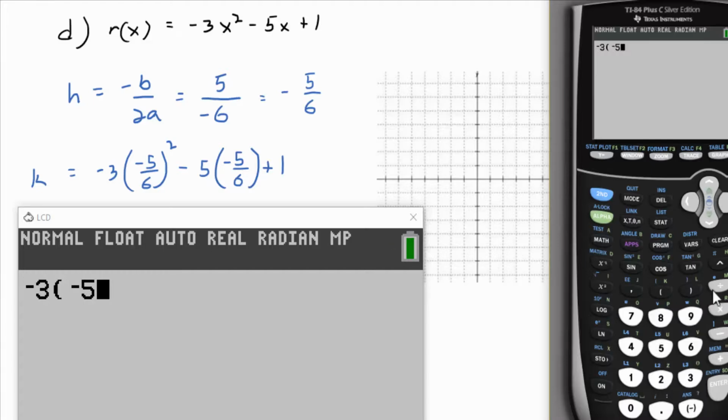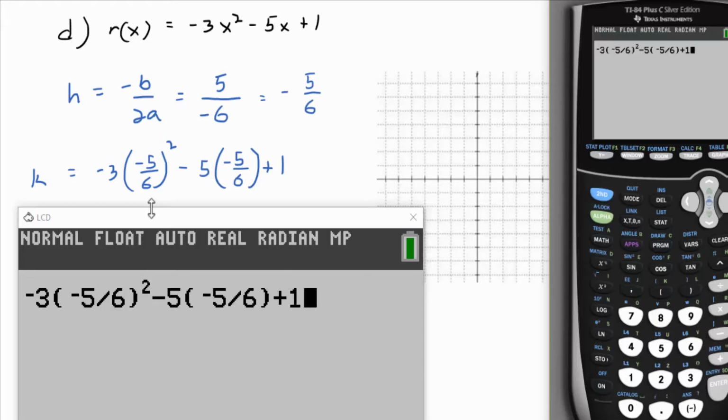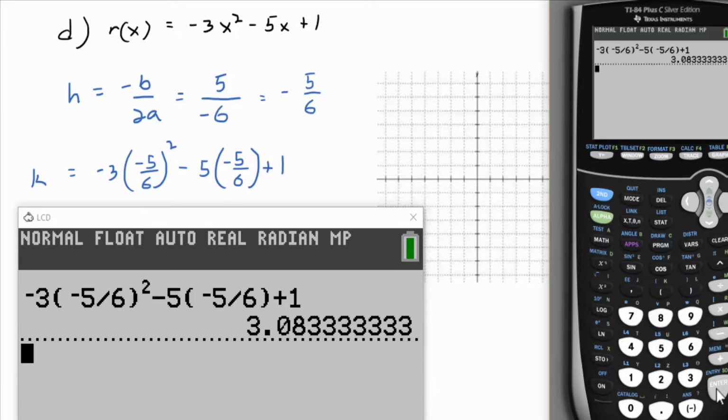So just do it like this. Negative 3 times negative 5 divided by 6. My virtual calculator doesn't always register the buttons I push. So negative, and then you square it, right? And then minus 5 times, use the negative button, negative 5 divided by 6. And then plus 1. Take a second to verify it all looks like this. It does. I got the negatives. We're good.